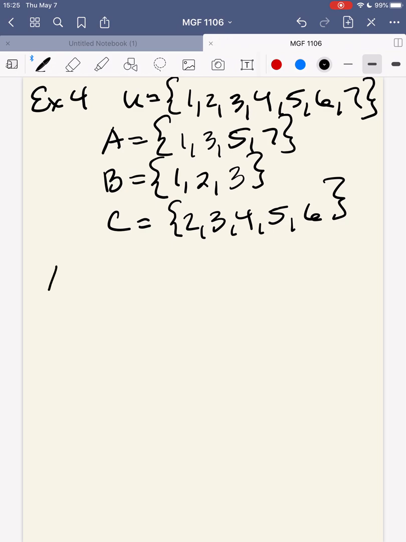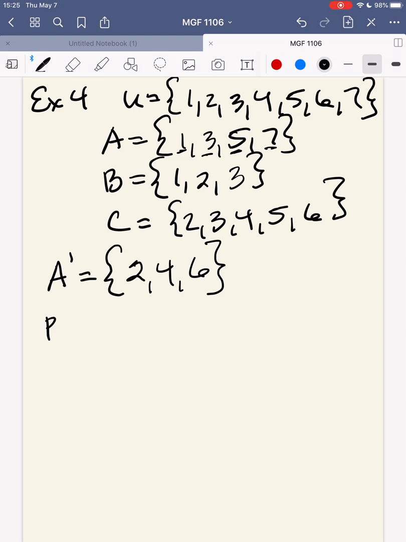Right? So if I want my A complement, I want all the elements in the universe that are not in A. So 1 is already there. 2 is not. 3 is in there. 4 is not. 5 is in there. 6 is not. And 7 is in there. So my A complement is 2, 4, 6.